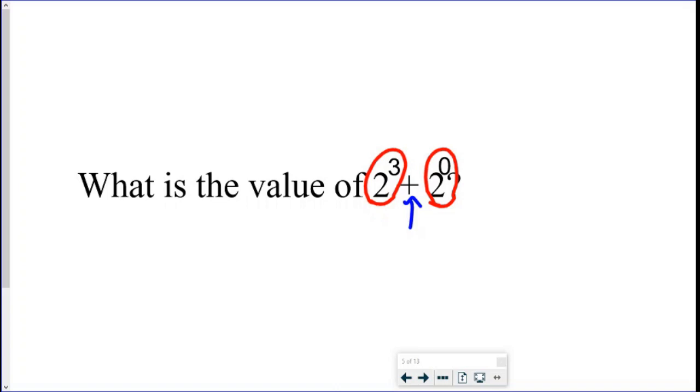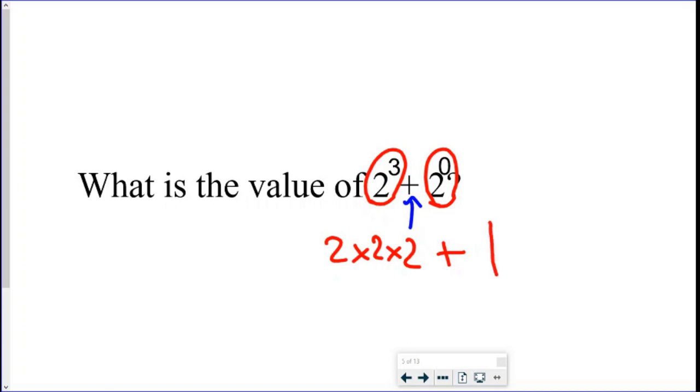So 2 cubed is the same as 2 times 2 times 2, not 6. A lot of people will write 6 here. And 2 to the 0 is a property you need to remember. There's no way to actually calculate this without just knowing the property. Any 0 exponent makes the evaluation of that term 1.